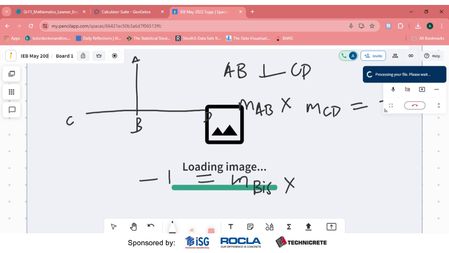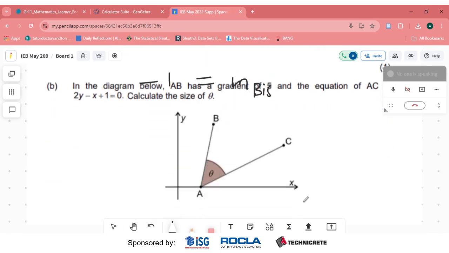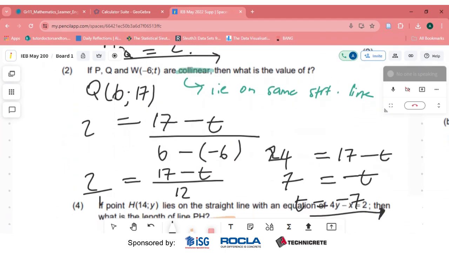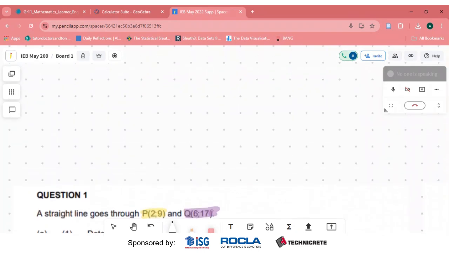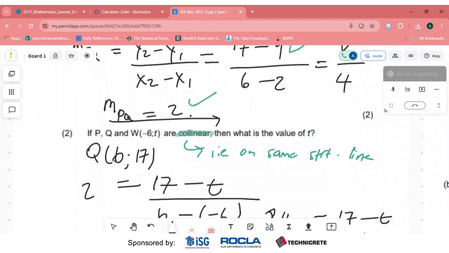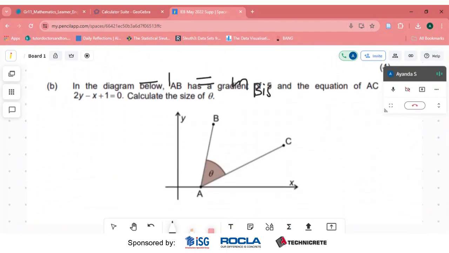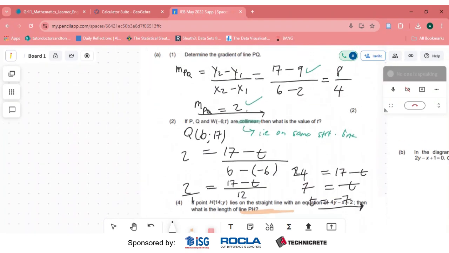Oops. Let's remove that. Okay, everything got a little bit moved up. Let's see if we can fix that quickly.